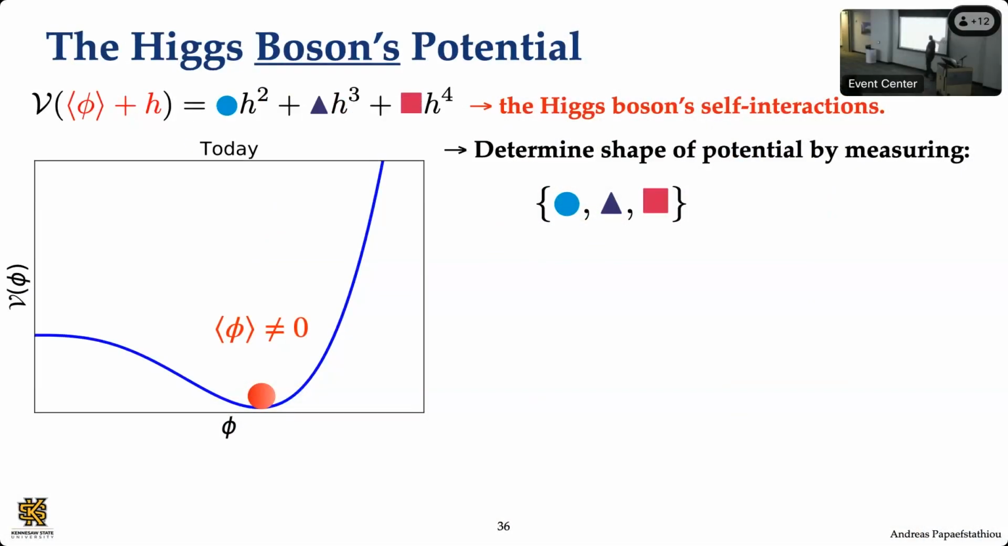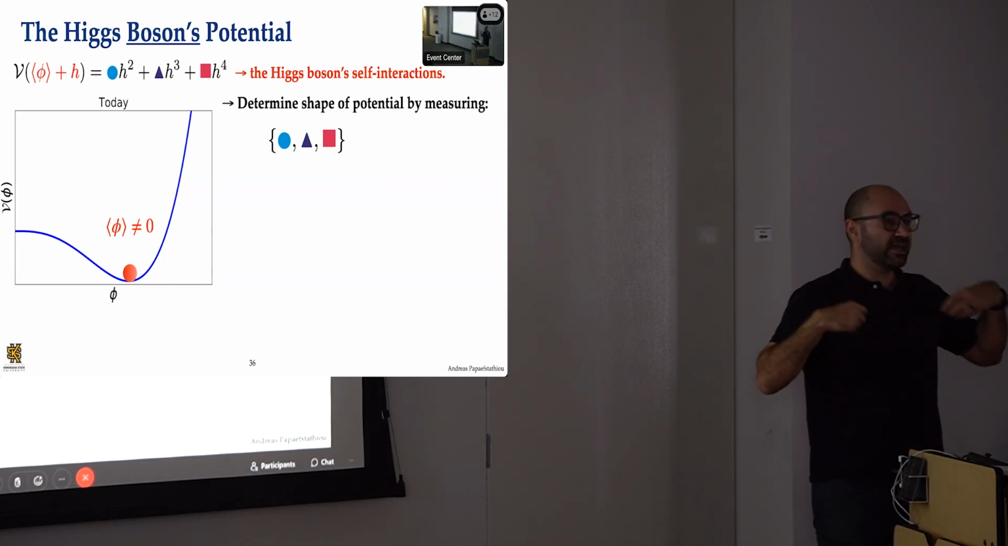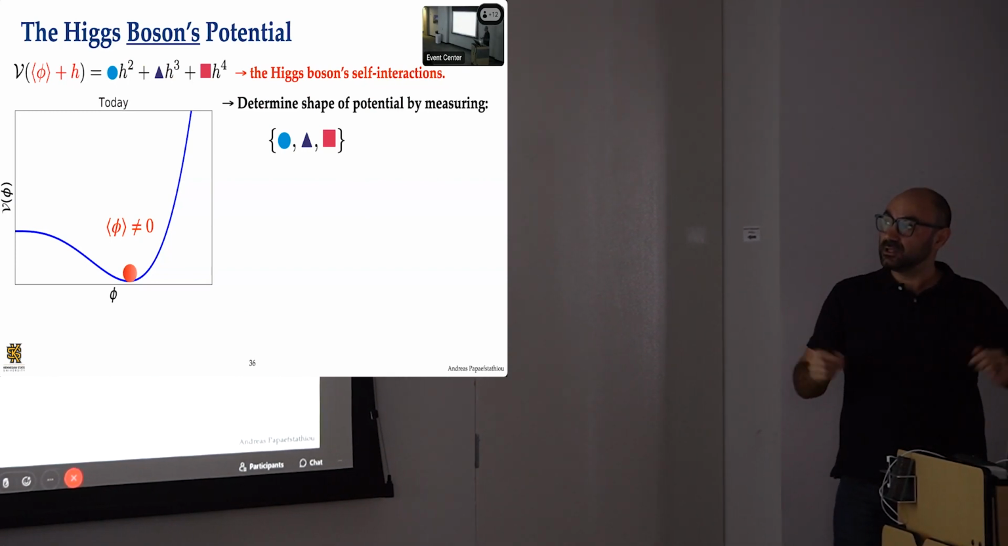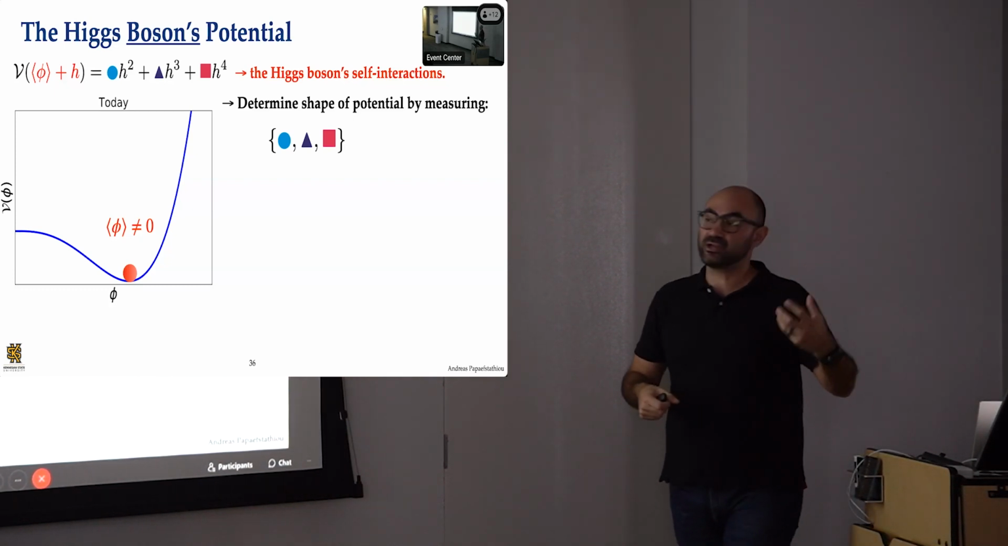So this V corresponds to a quadratic term, a cubic term, and a quartic term. These terms basically represent the self-interaction terms of the Higgs boson. So it tells you how a Higgs boson interacts with itself. So if you want to determine the shape of the potential, you have to be able to measure those.